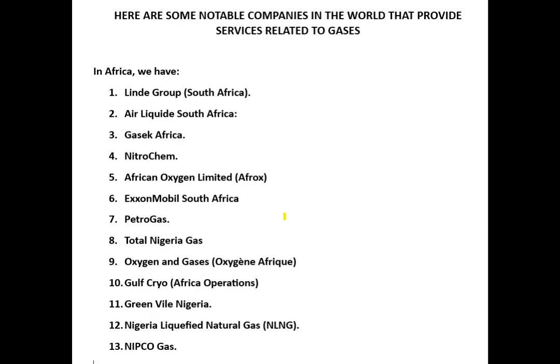10. Gulf Cryo, Africa Operations. Services: Gulf Cryo provides industrial and medical gases, as well as cryogenic equipment and solutions. They serve sectors such as energy, healthcare, and manufacturing in North Africa and other parts of the continent. Website: https://www.gulfcryo.com.